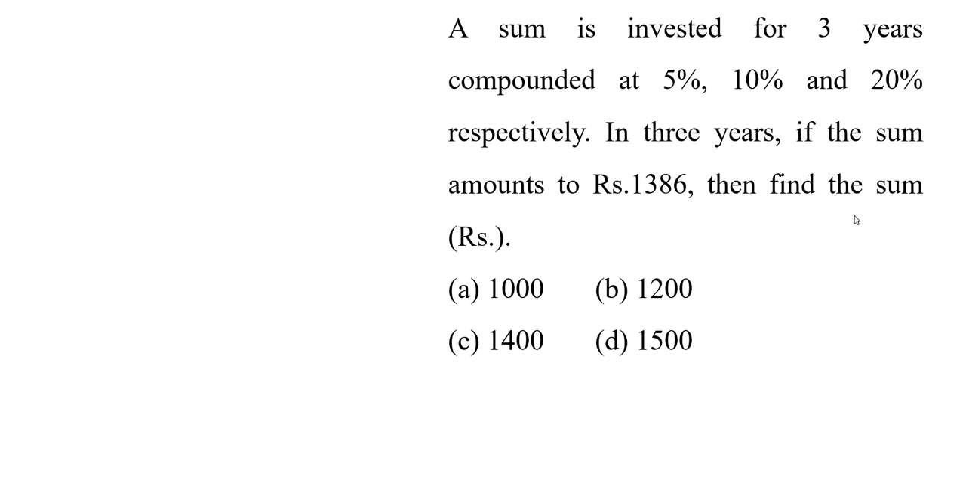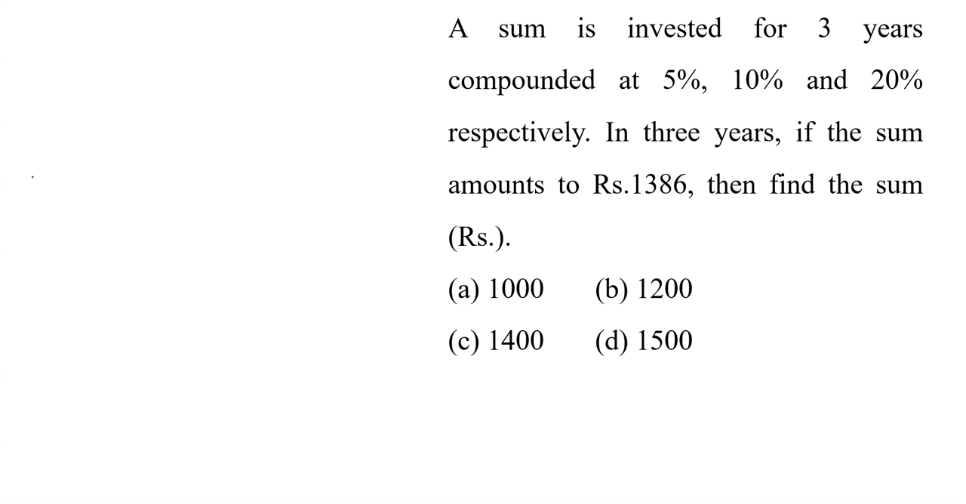And this is the question. A sum is invested for 3 years compounded at 5%, 10% and 20% respectively. This is the rate of interest per annum. By default, rate of interest is per annum. In 3 years, the sum amounts to, with the principal, it becomes 1386. Find the sum.